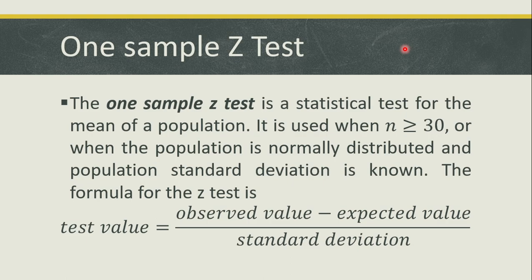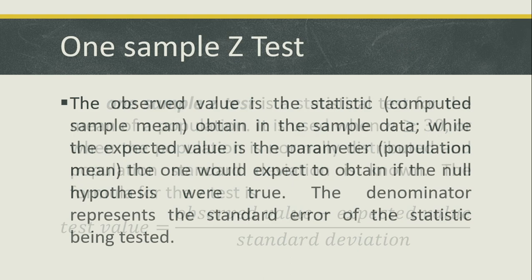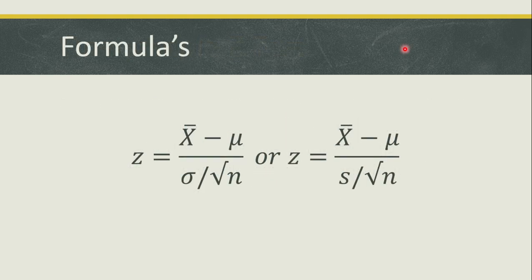Okay, so sa one sample z-test, ginagamit natin siya if the sample size is greater than or equal to 30. So, kapag less than 30, hindi natin siya pwede gamitin. But if it's greater than or equal to 30, we will be using the one sample z-test. Okay? So, this will be the formula. The test value is equal to the observed value minus the expected value all over the standard deviation.